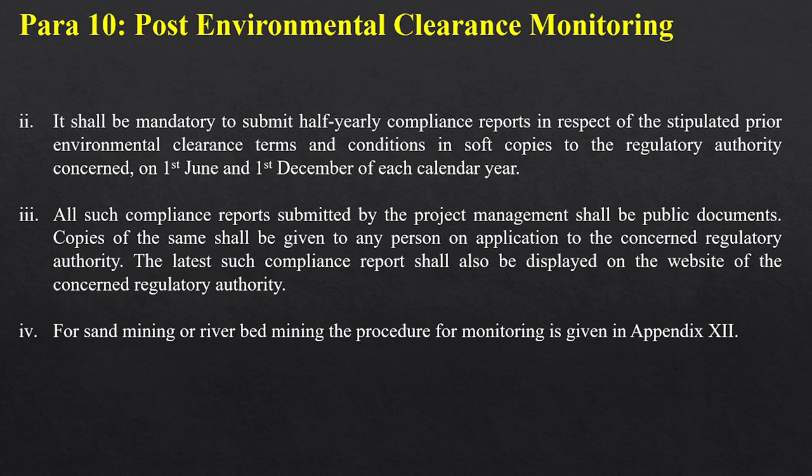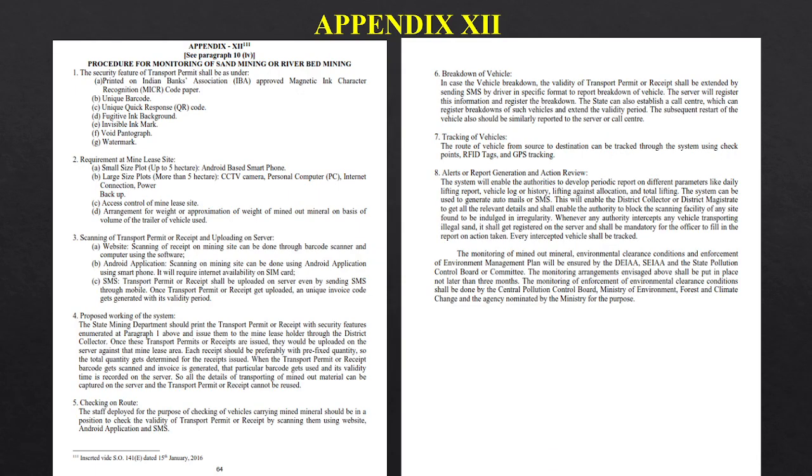For sand mining or riverbed mining, the procedure for monitoring is different and is given in Appendix 12. This is a glance of Appendix 12, and here you can see that the security features of the transport permit shall have a unique barcode, fugitive ink, background, invisible ink mark, watermark, etc., for small projects up to 5 hectares.